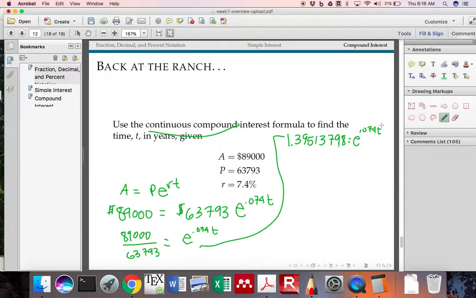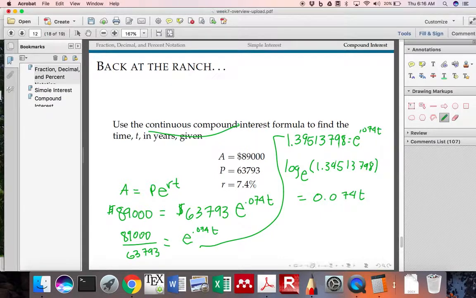And now we have a way to express the exponent, not up in this e to the situation, because if you just look at this right hand side, the base here is e, so we know that log base e of this number has to equal the exponent 0.074t.